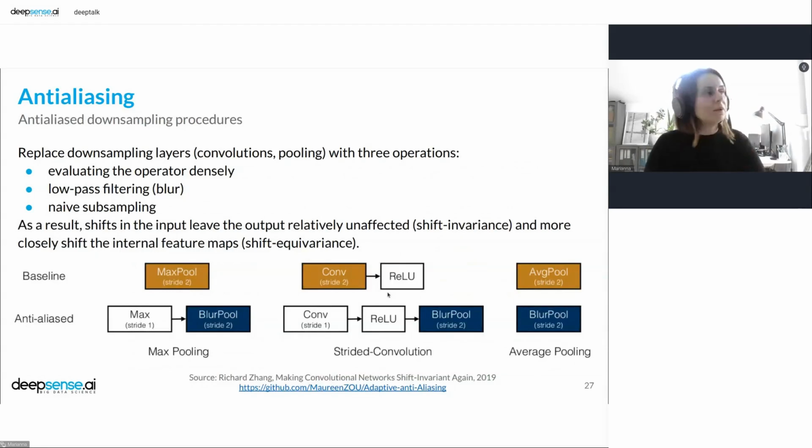And here we have an example of anti-alias layers. Authors of the paper propose to replace downsampling layers like convolutions and pooling with a three-step operation: evaluating the operator densely with stride 1, then performing blurring, and then naive subsampling with the chosen stride.